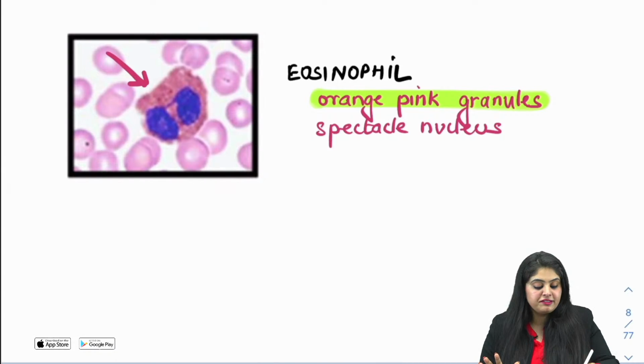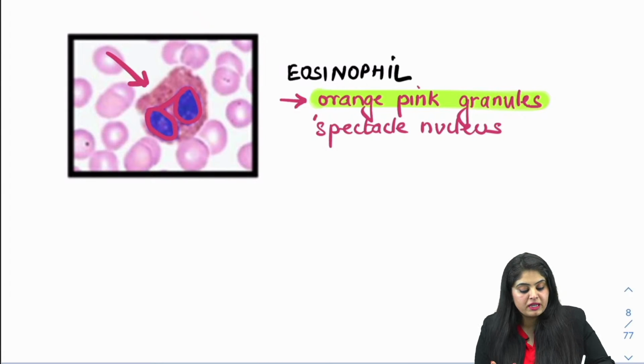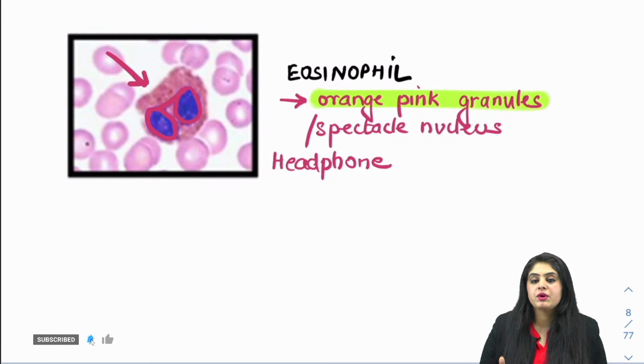It's a pretty pink cell. Okay, it's a pretty pink cell. And look at the nucleus. The nucleus is going to be like this, like a spectacle. Some people call it spectacles. Some people call them headphones. Use your imagination basically, but there have to be 2 lobes is what I want to tell you out here, right?